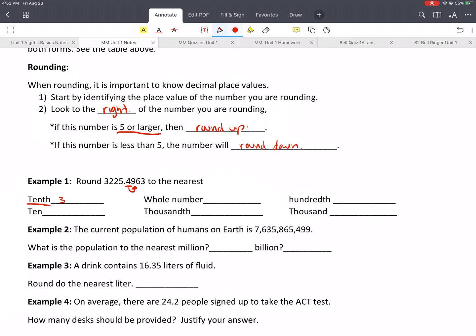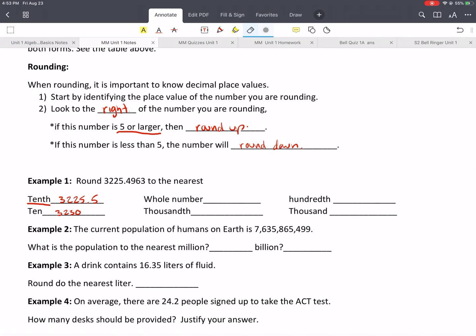So we'd write 3,225.5. Let's look at the tens place, which would be right here. We look to the right. It's 5 or larger, so we round up. Next, we have whole numbers. Whole numbers is the same as the ones place. So this is our ones place, our first whole number. We look to the right, and we see that it's less than 5, so we round down.